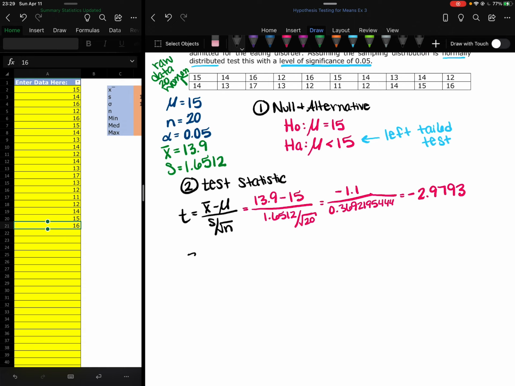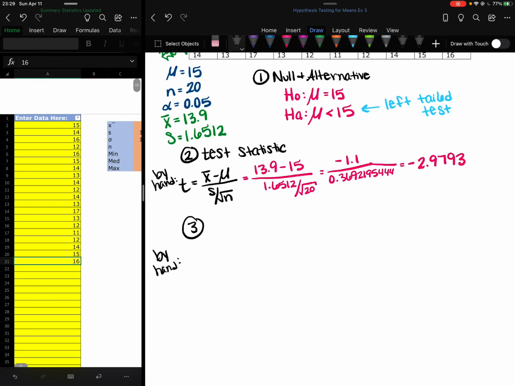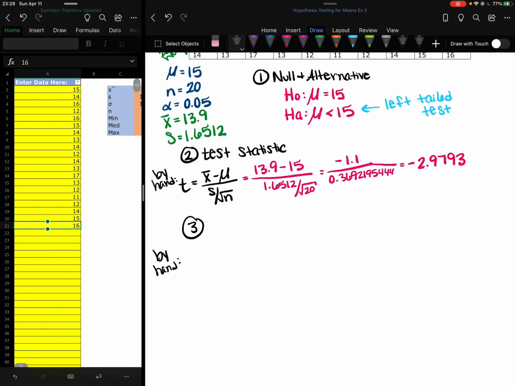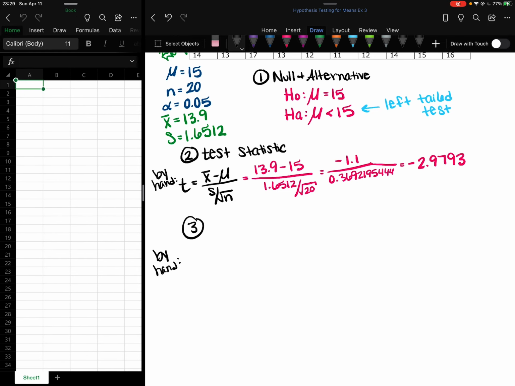So then we're going to calculate our p-value. Again, this was still the by-hand calculation of the test statistic. And this will be the by-hand calculation of the p-value using Excel. So I don't need this anymore. I just need a blank workbook.